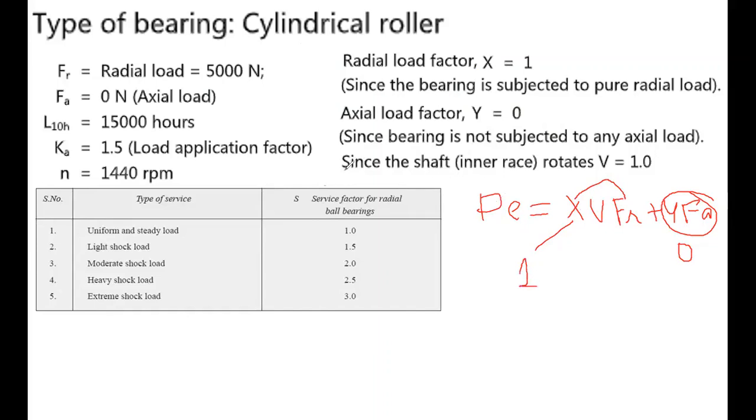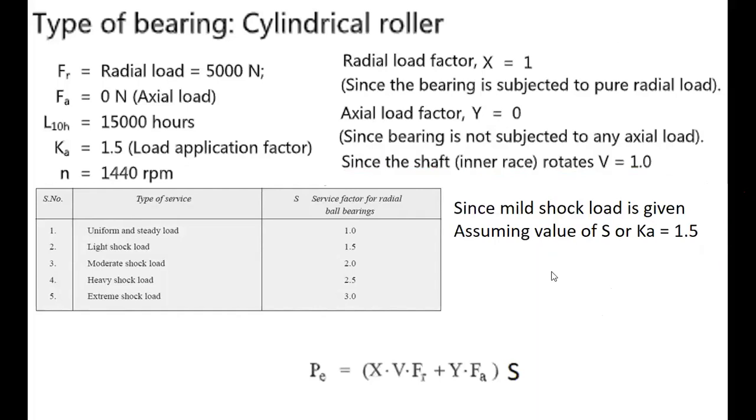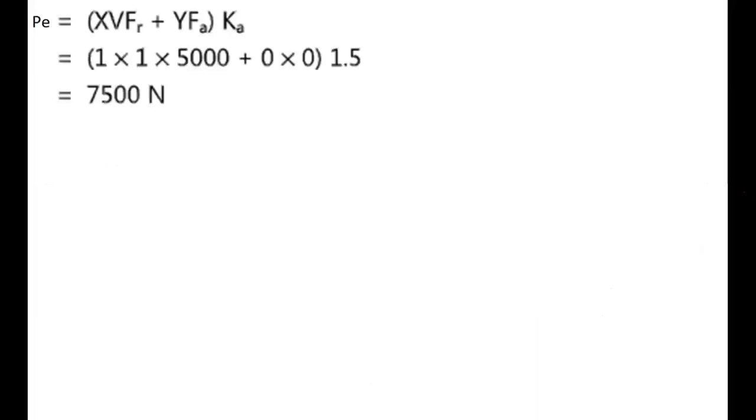Nothing about inner race or outer race is given, so we will assume the inner race rotates, V as 1. Then multiplied by S or KA, which is 1.5. So PE is XVFR plus YFA, which is 1 into 1 into 5,000 into 1.5, 7500 Newton.